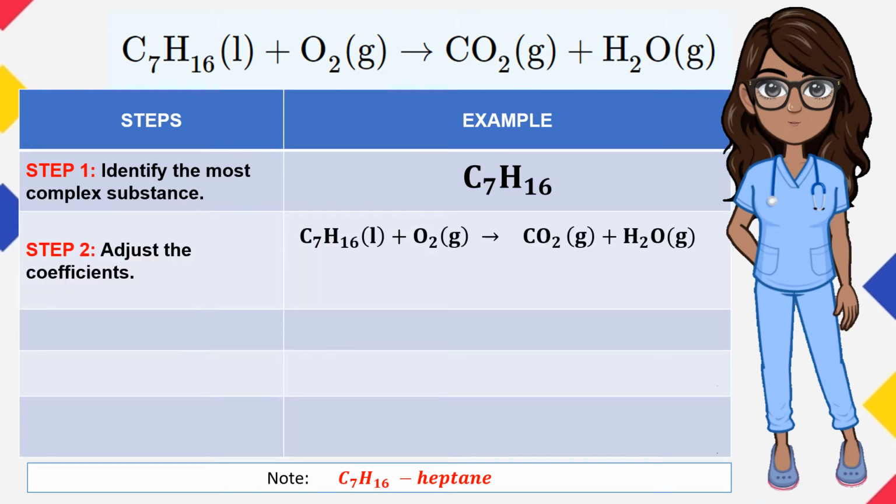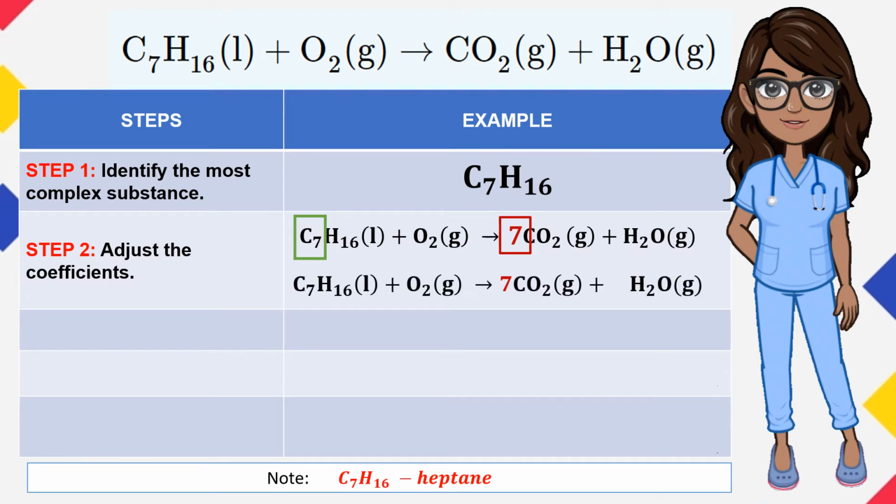The second step is to adjust the coefficients. Because one molecule of heptane contains 7 carbon atoms, what coefficient should we put in CO2 on the right side to balance the number of carbon atoms? 7. Correct. We need 7 carbon dioxide molecules on the right side. So 7 carbon atoms on both reactant and product sides.